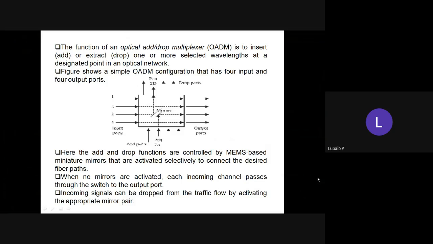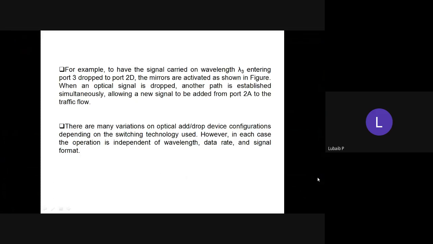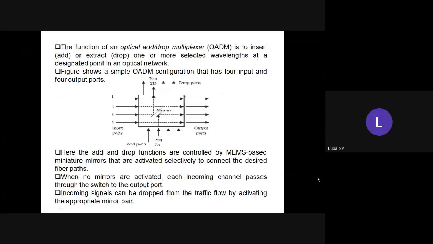In the same way, we can add another signal in the lower, bottom portion of the figure. You can see port 2A. When an optical signal is dropped, another path is established simultaneously, allowing a new signal to be added from port 2A to the traffic flow. That is, when we are dropping the wavelength lambda 3 through port 3 using that mirror, lambda 3 is output through port 2D. So it is diverted to another path.